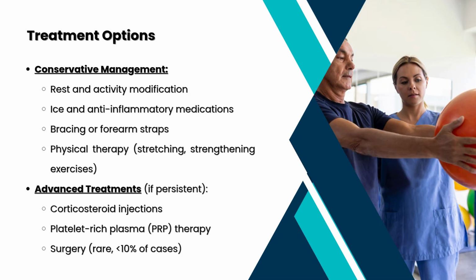Now, the treatment options. You have conservative treatment management, and you also have the advanced. For the conservative situation, you're going to rest, have activity modification, use ice, anti-inflammatories, bracing of the forearm with straps, and then stretching, strengthening, and exercises with your physical therapist, or just on your own, to have somewhat of a home program. If those don't address it, believe it or not, people go as far as having injections, PRP and therapy also, and surgery, which is very, very rare.